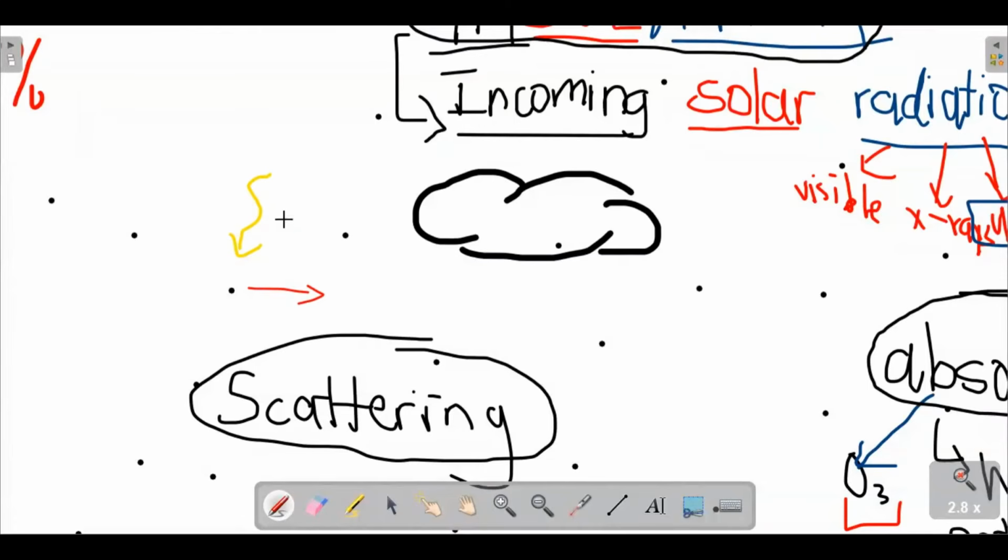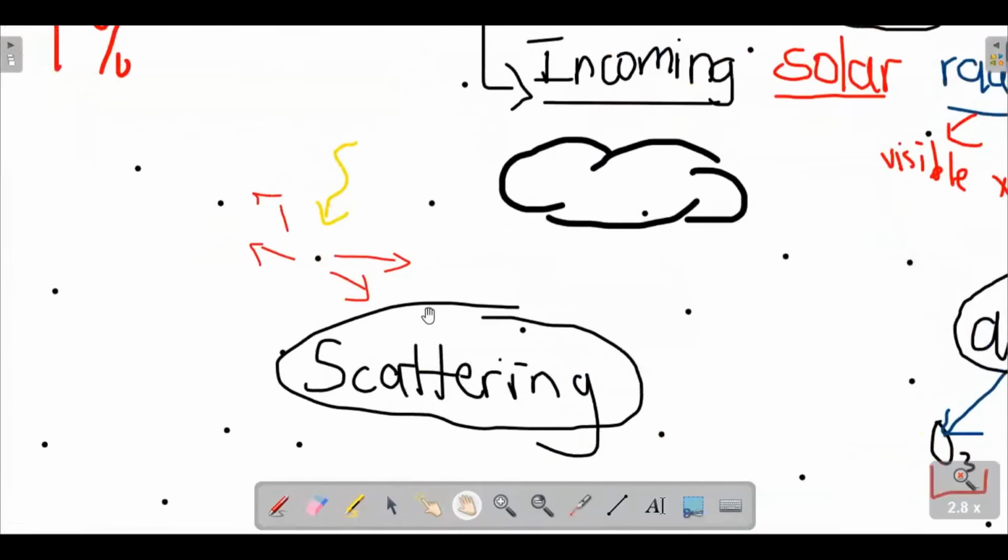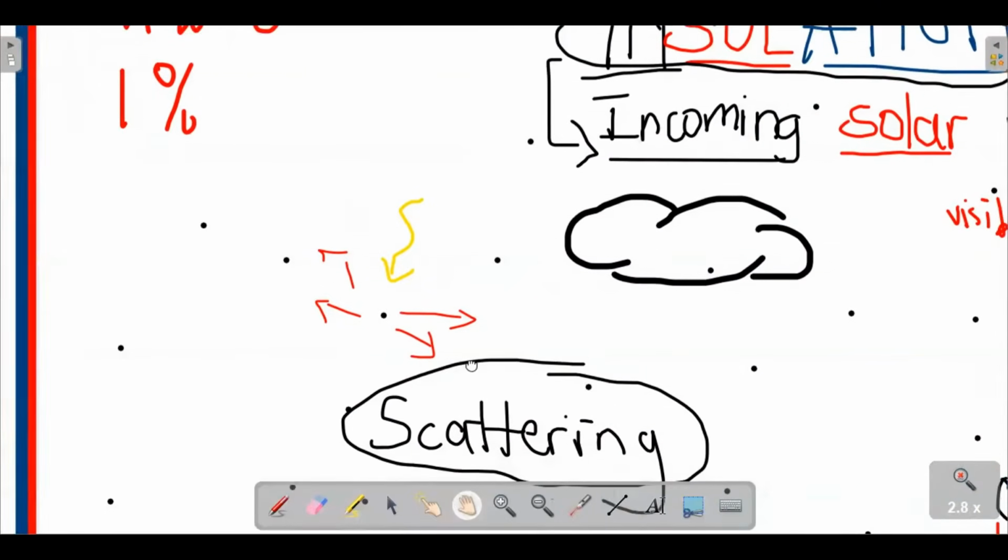Okay, it was coming from this side, so now it will move in all different kinds of directions. It can move that side or that side, or it's basically split into different directions. So it is scattered. So by scattering something, you are deflecting something.